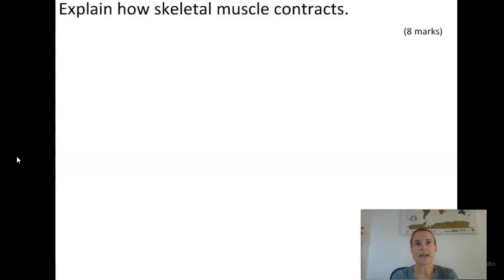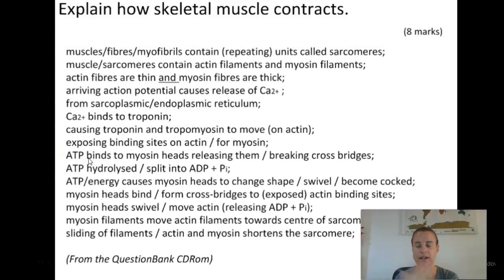You have been tasked with creating a stop motion animation. What do you need to include? Your stop motion animation should answer this question: you should be able to explain how skeletal muscle contracts. It's going to be a diagram, but I would expect all of the steps you see on this mark scheme to be within your stop motion animation.